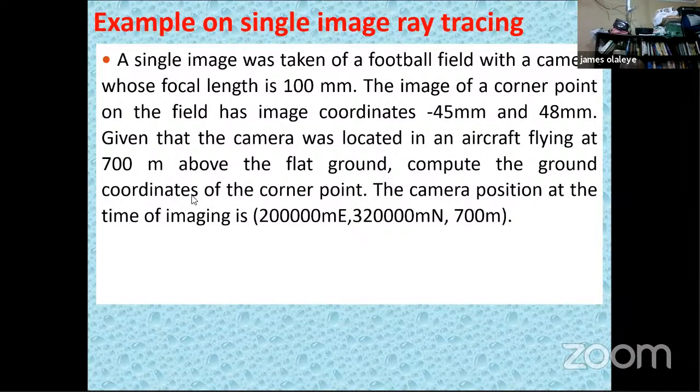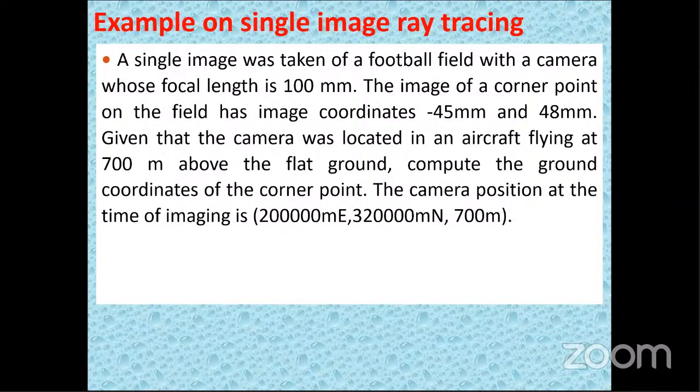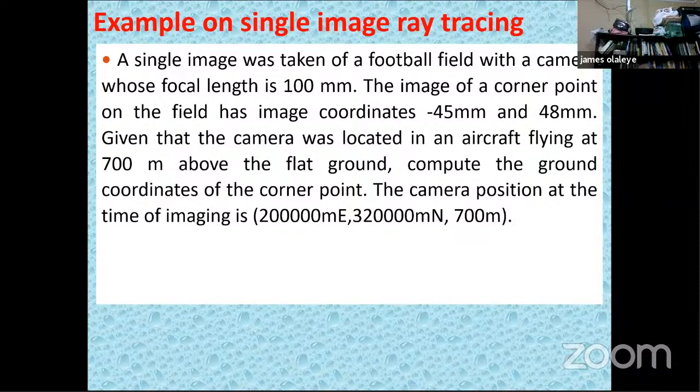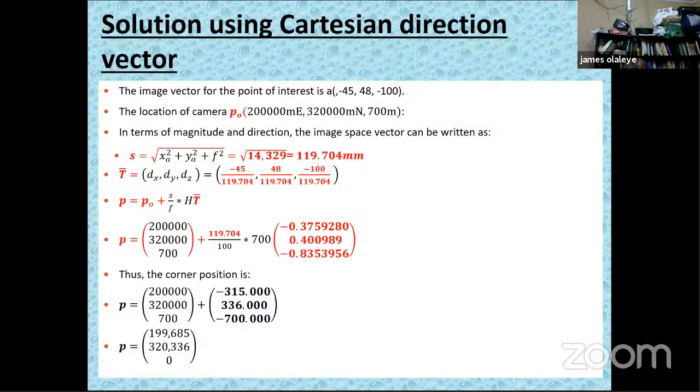Camera position at the time of imaging is 200,000 meters by 320,000 meters, and then the height is 700 meters. Okay, this person is making an assumption of an aerial photogrammetry, whereas we are doing terrestrial. But for an exercise, that's a good one. You can manage it. We have another one for the terrestrial, which is our major concern in this course.